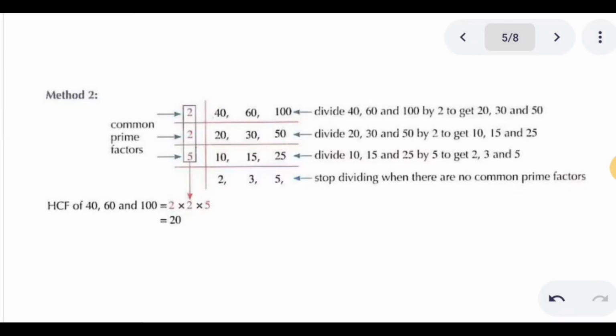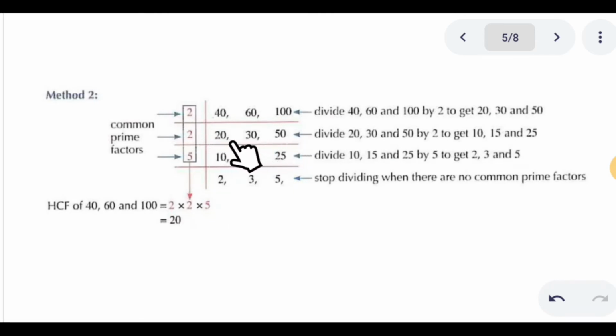Now let's start practicing this division method on three numbers. In the three numbers we have 40, 60 and 100. We have to find the HCF of 40, 60 and 100, and as we see, all numbers are ending in 0, so it means that these numbers are divisible by 2. We divide them by 2 and get 20, 30 and 50 respectively.